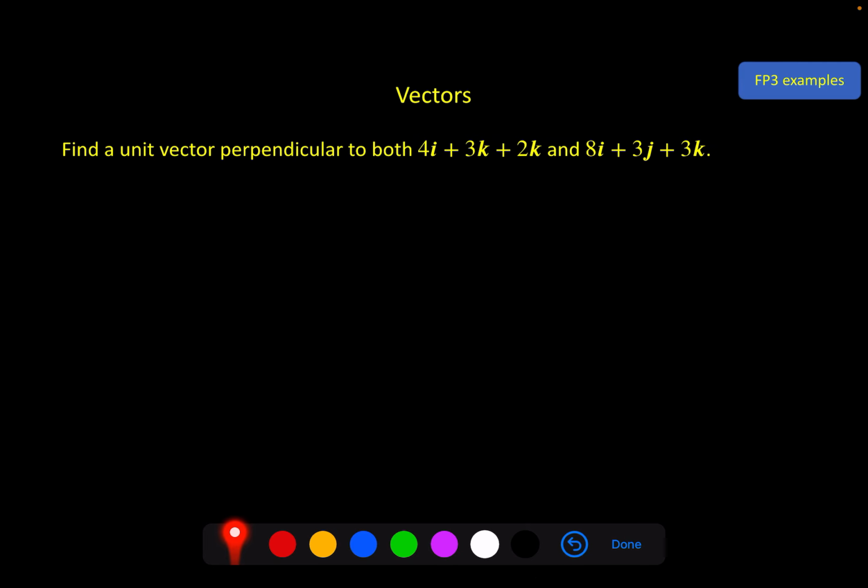Another example, very similar, but this time find a unit vector perpendicular to this and this. So to find the perpendicular vector, we do the cross product.